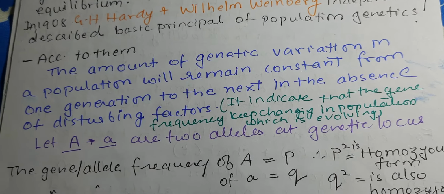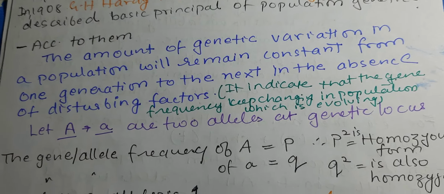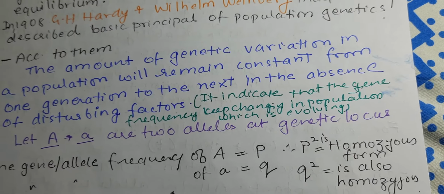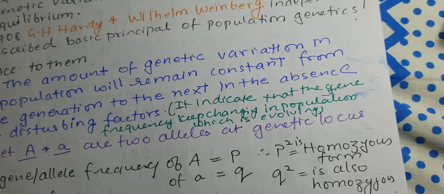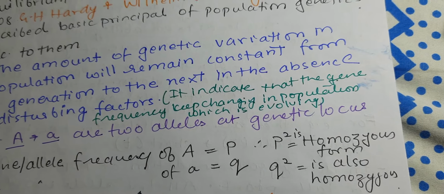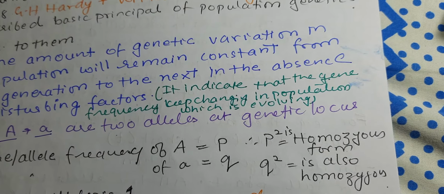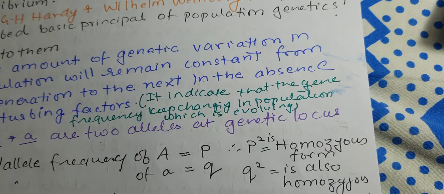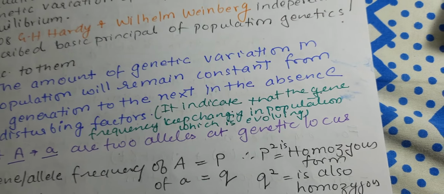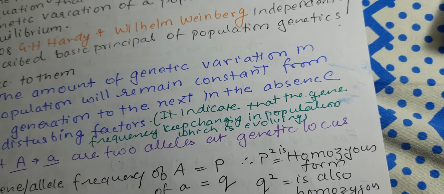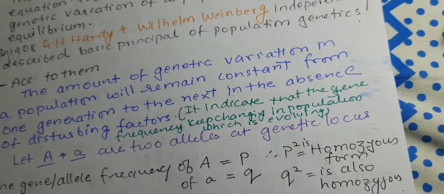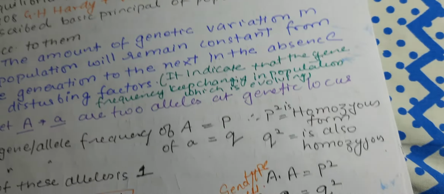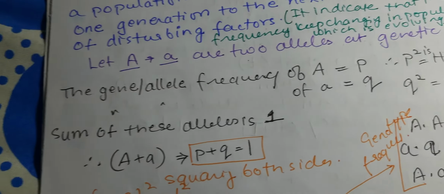variation in a population will remain constant from one generation to another in the absence of disturbing factors. It indicates that the gene frequency keeps changing in a population which is evolving, but in the one which is not evolving, the gene frequency is constant. So constant means no genetic variations are occurring, no frequency change.